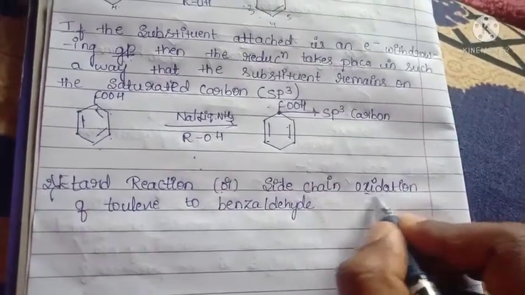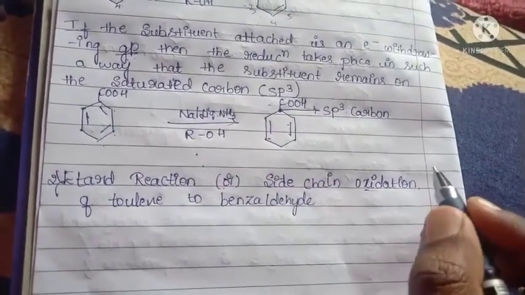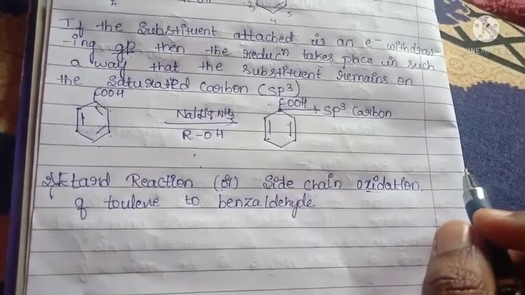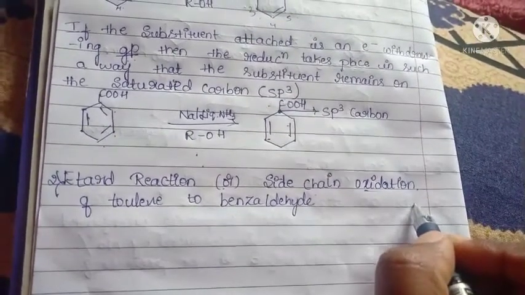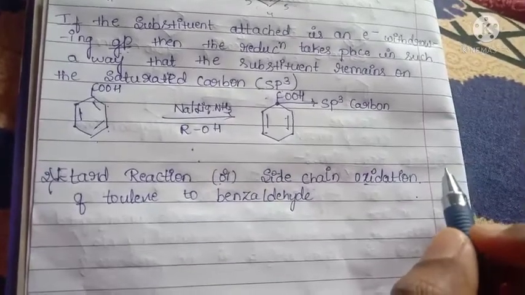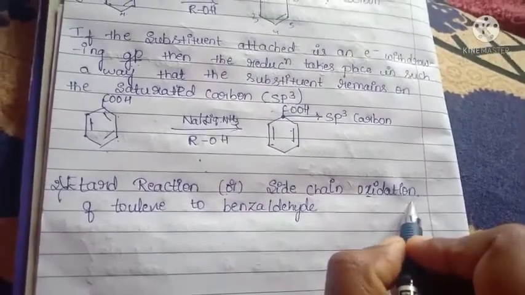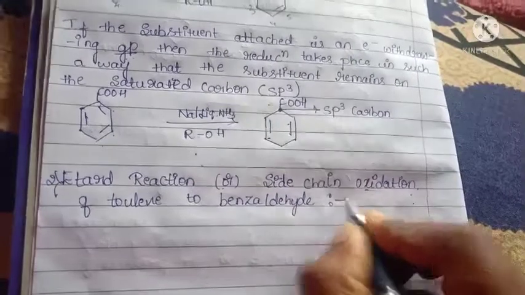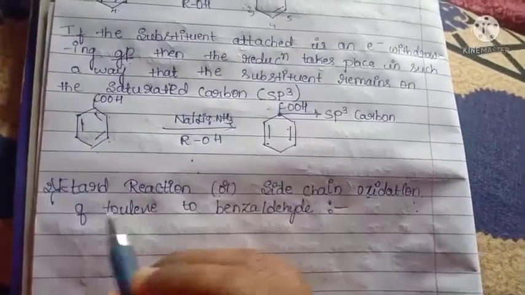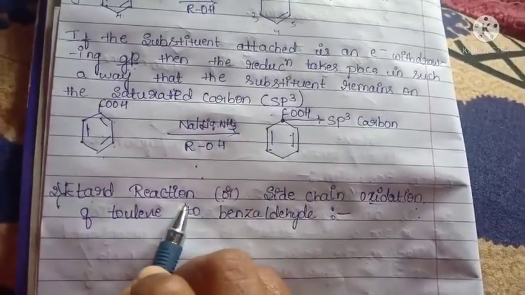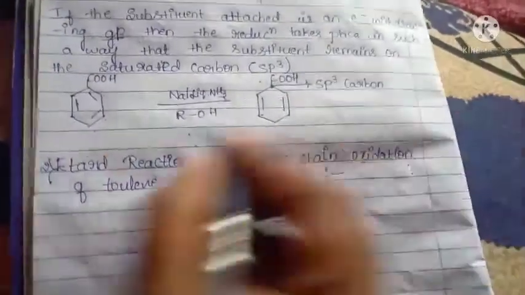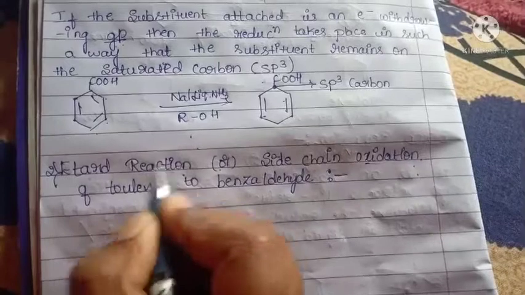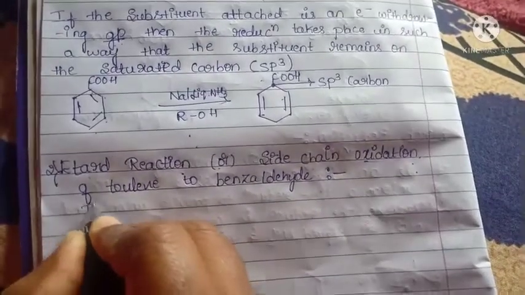Here you know that oxidation means the reverse of reduction. It means in reduction removal of oxygen takes place, but here addition of oxygen is taking place. In reduction addition of hydrogen takes place, but in oxidation removal of hydrogen takes place. It might also be called the Etard reaction. First we have to know what the Etard reaction is.